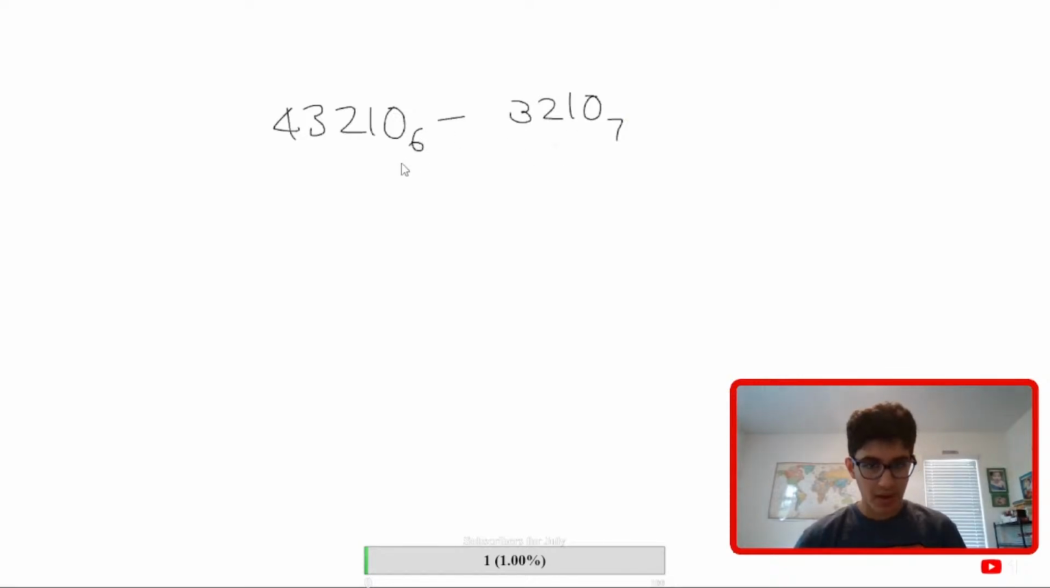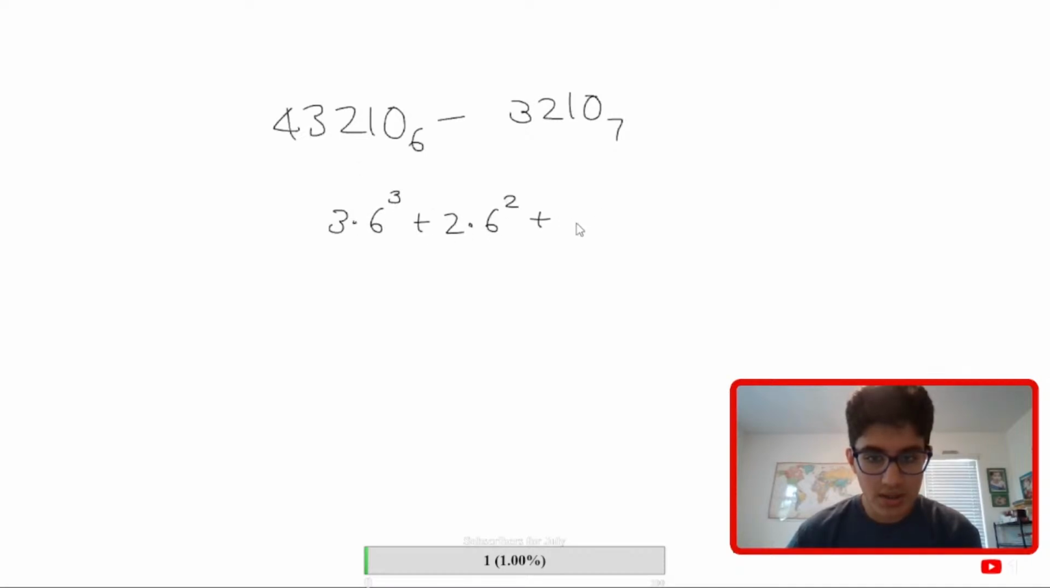So this is a bit long. Well, actually, this isn't bad. It's going to be 3 times 6 cubed plus 2 times 6 squared plus 1 times 6. I won't write 1 times 6, I'll just write plus 6. And then the 0 obviously doesn't do anything.